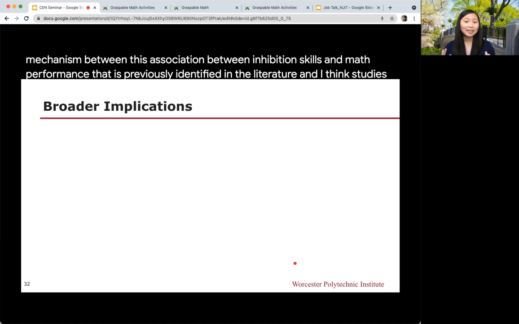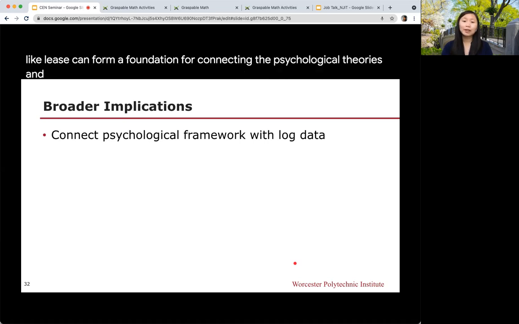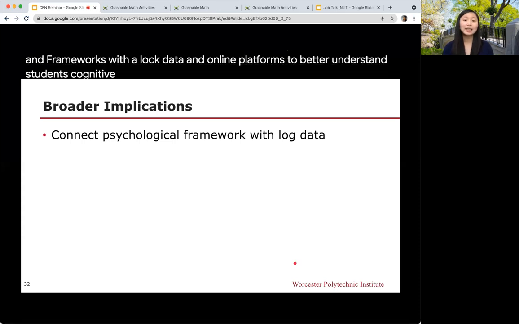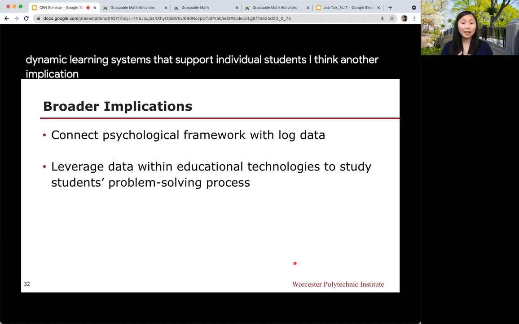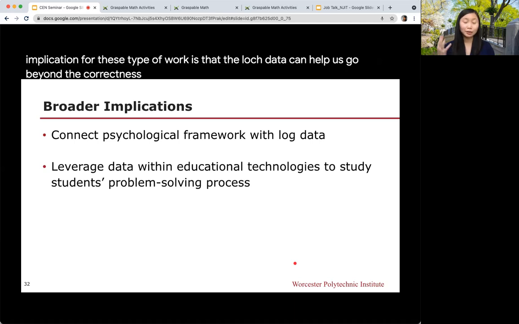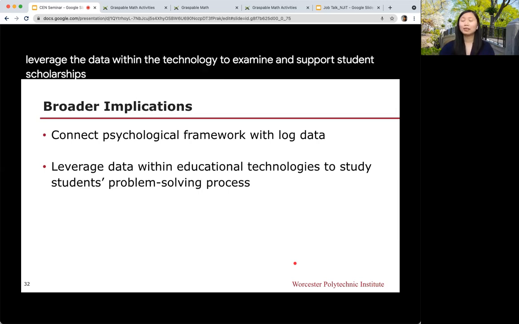I think studies like these can form a foundation for connecting psychological theories and frameworks with the log data in online platforms, to better understand students' cognitive processes and to develop adaptable and dynamic learning systems that support individual students. Another implication of this type of work is that the log data can help us go beyond the correctness of students' answers at scale, and we can leverage the data within the technology to examine and support students' problem solving.